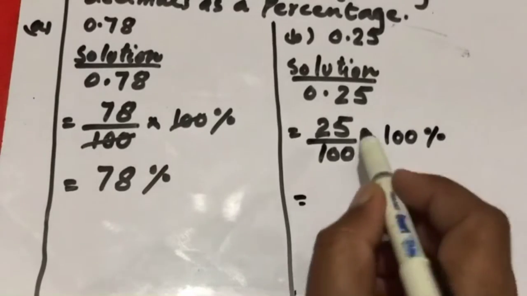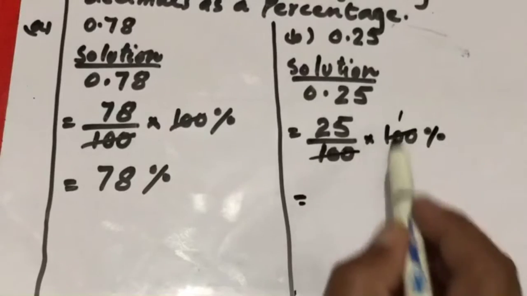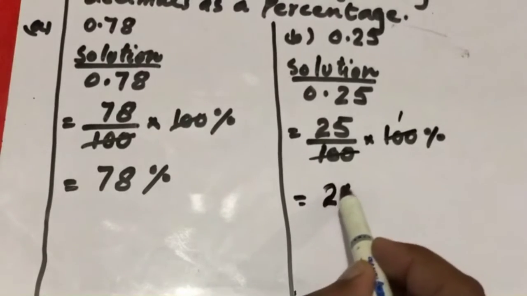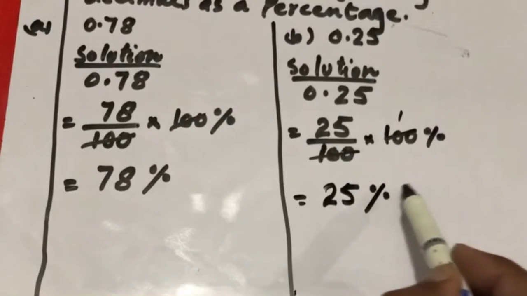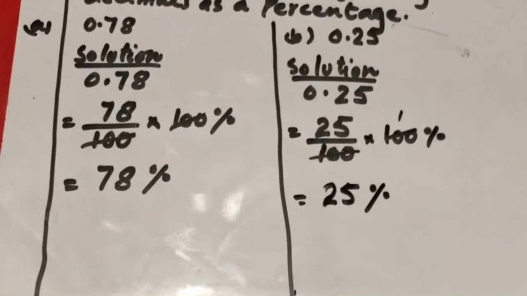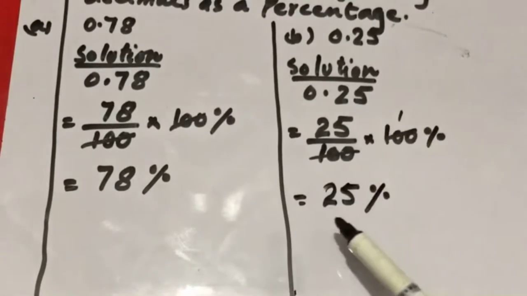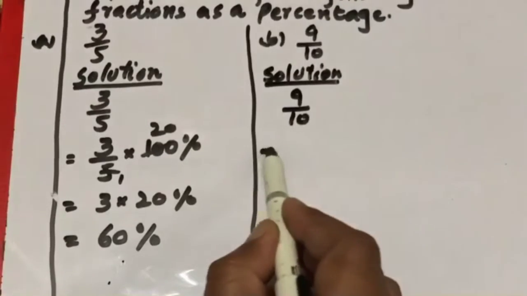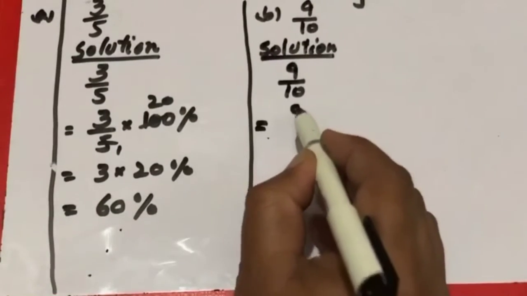So here 100 will cancel out 100, so we have 25 ones are 25 and the percentage symbol will be written as it is. So it becomes 25%.